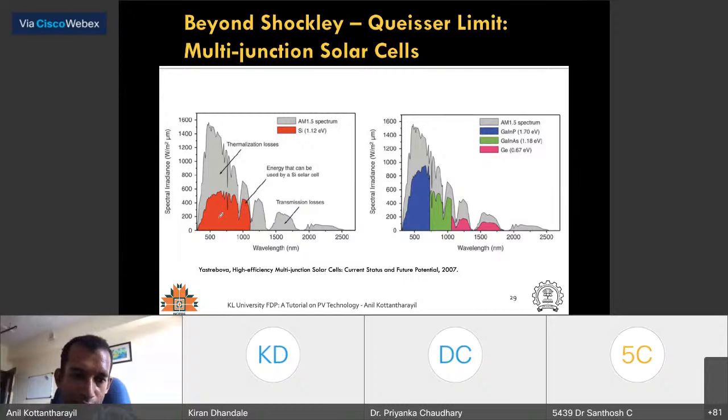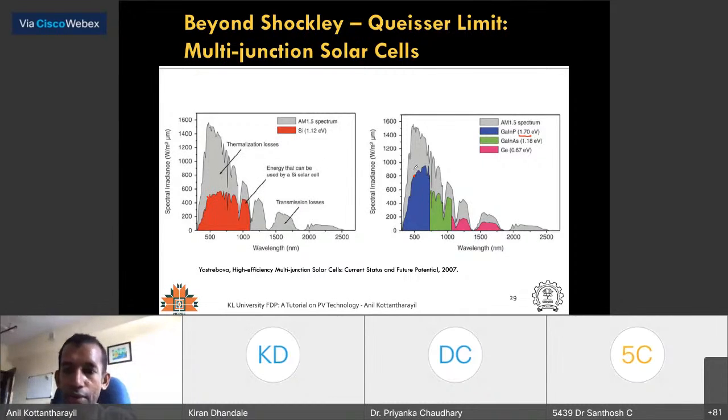The other thing is that, compared to this, let's take 500 nanometers. This much energy is lost in thermalization losses. But here the band gap of this material is higher, 1.7. That means you have about 800 watts per meter square per micrometer absorbed. Here it is only about 500, right? So this is only about 500.